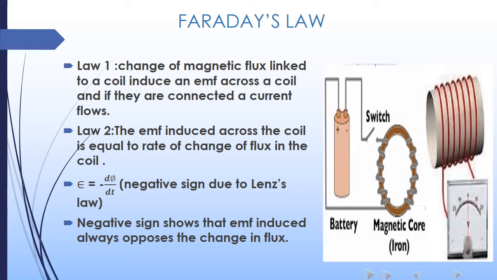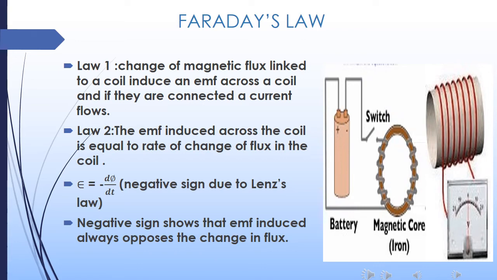Change of magnetic flux linked to a coil induces an EMF across the coil, and if they are connected, current flows through it. Whenever EMF is induced in a coil between the 2 points, if we close this circuit by connecting a galvanometer, so what is the job of an EMF? It produces a current. If there is a path given to it, the current will flow through it. But unless we give a path, an EMF is generated. One terminal is positive, another is negative. If we join them, current is flowing.